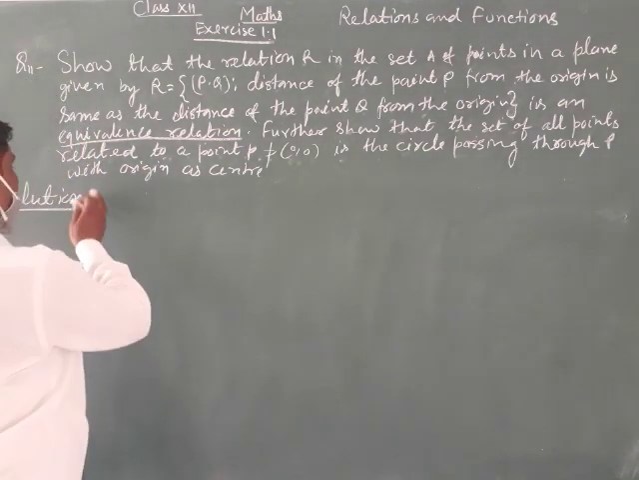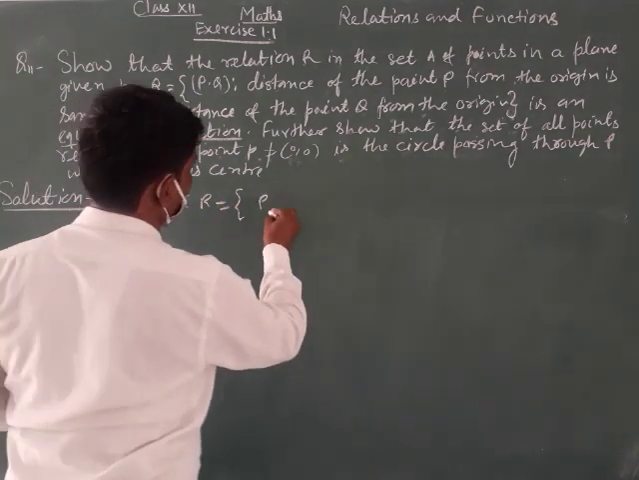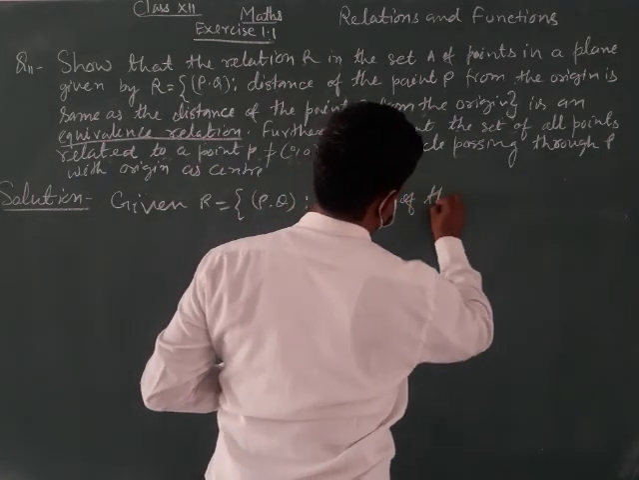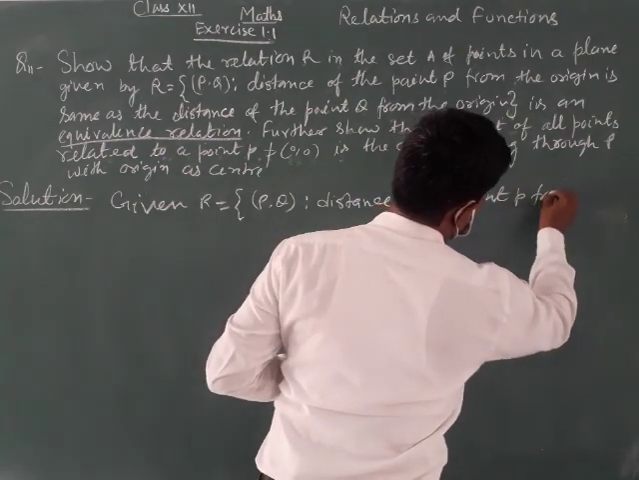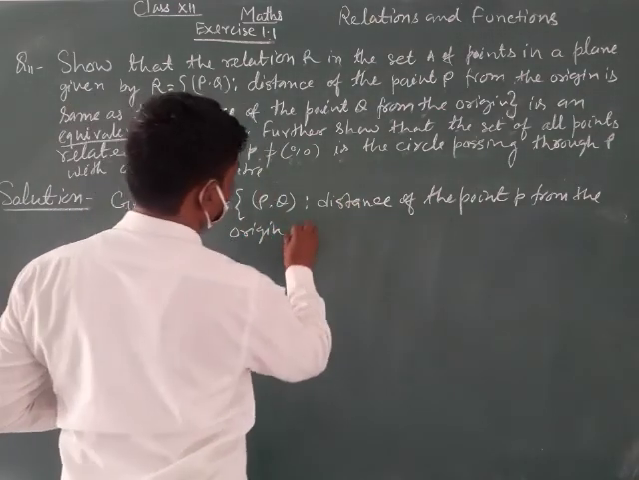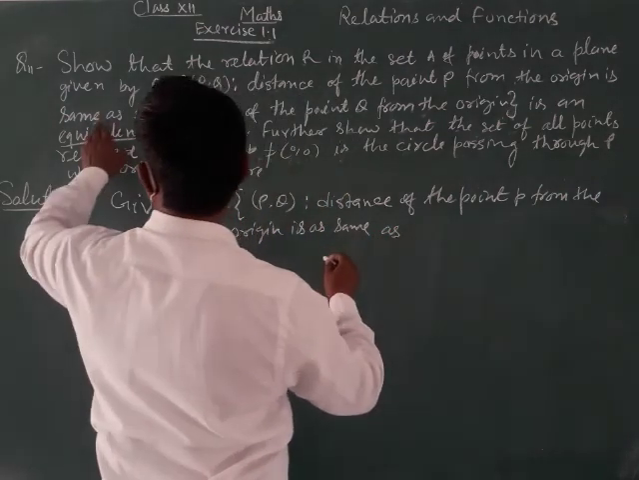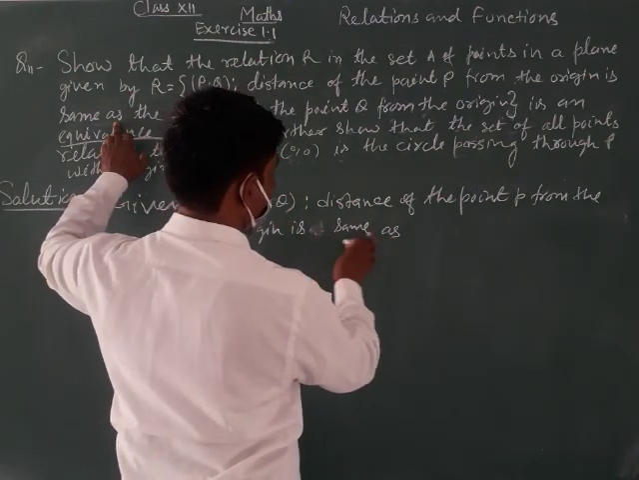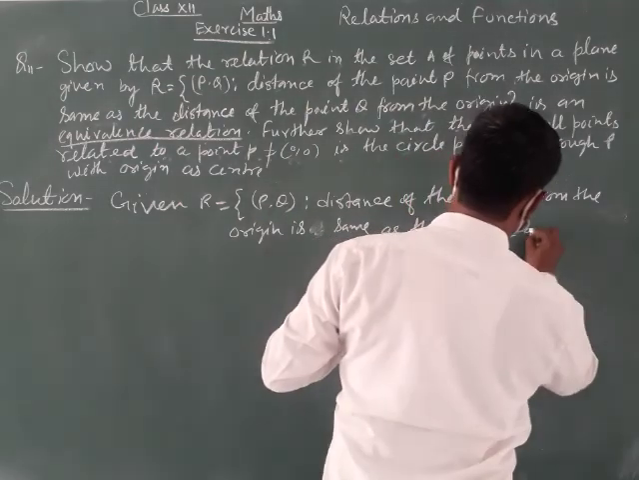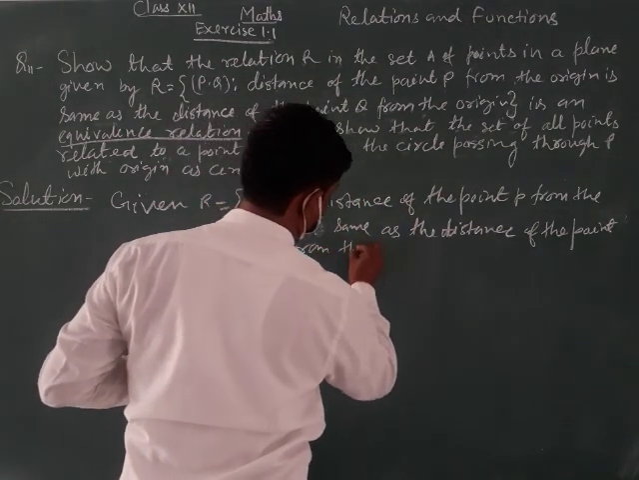Now, the solution of this question. Given R is equal to the set of points (P, Q) such that the distance of the point P from the origin is the same as the distance of the point Q from the origin.